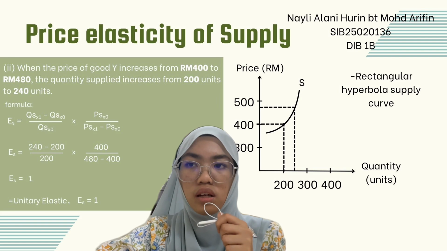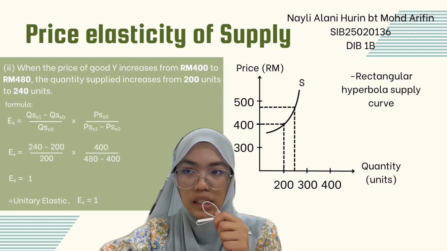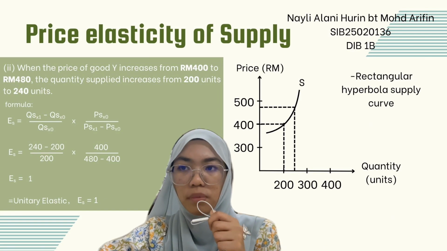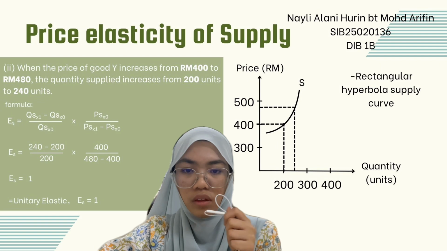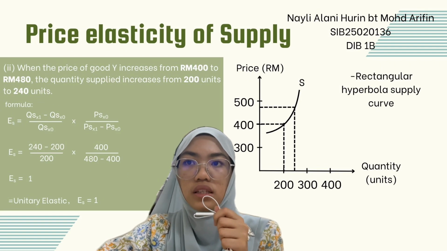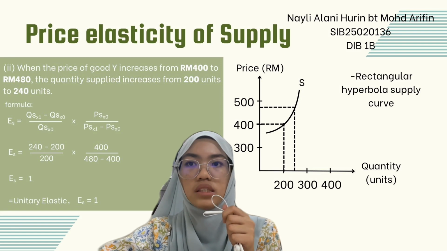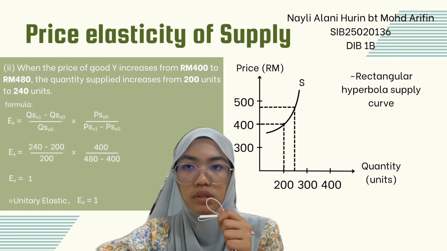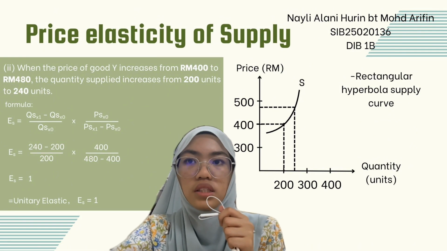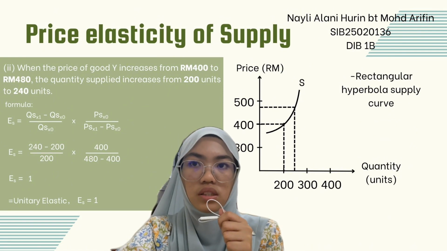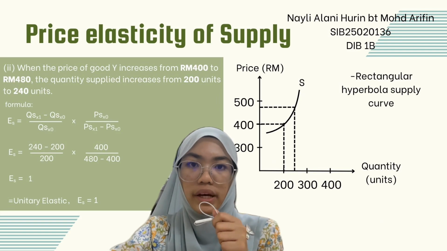We'll get the elasticity equal to 1, which is unitary elastic, and it only happens when the elasticity equals 1. The curve for the price elasticity of supply is a rectangular hyperbola supply curve, which can be seen in the graph. A change in the price of the goods causes an equal change in its quantity supplied.